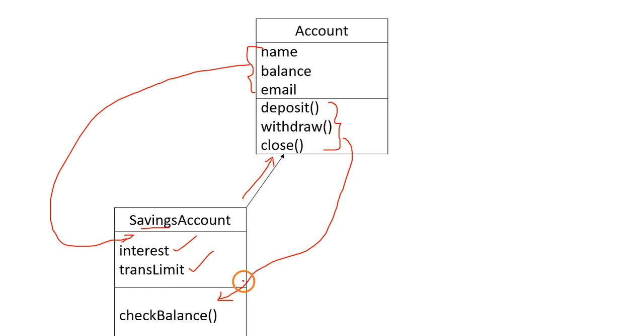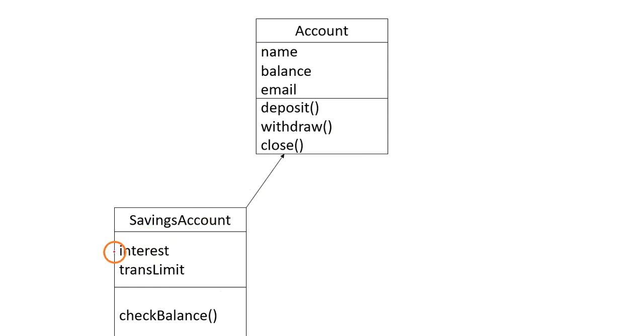Okay, so how many properties are there in savings account? 1, 2, 3, 4, 5. How many methods are there in the savings account? 1, 2, 3, 4. Okay, so there are 5 properties and 4 methods. So this is the beauty of inheritance. There is no need to create the same things again and again.